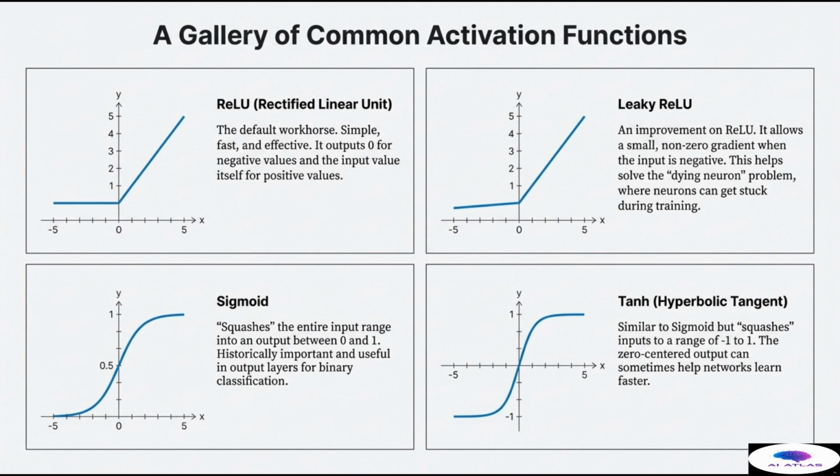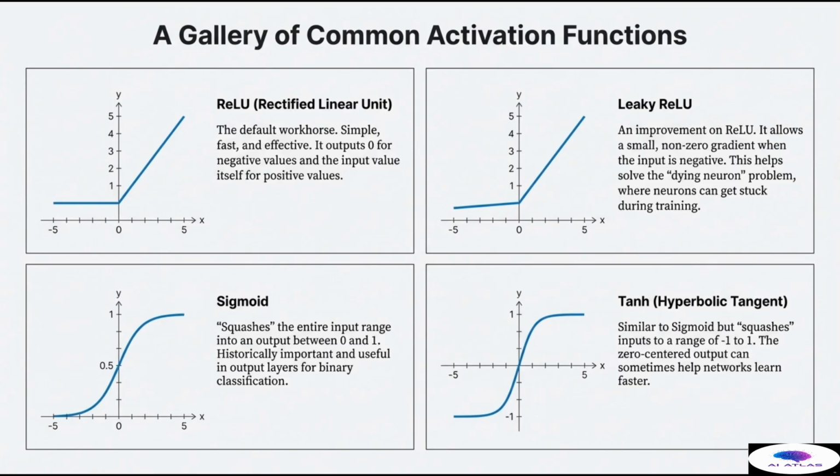Moving to the bottom row, the sigmoid function was historically very important, especially in older network architectures. It squashes the entire range of inputs, from negative infinity to positive infinity, into a bounded output between 0 and 1. This characteristic makes it extremely useful in the output layer of networks performing binary classification, as the output can be directly interpreted as a probability.